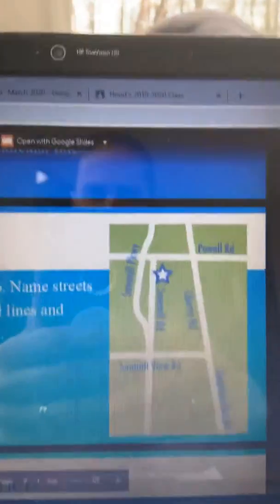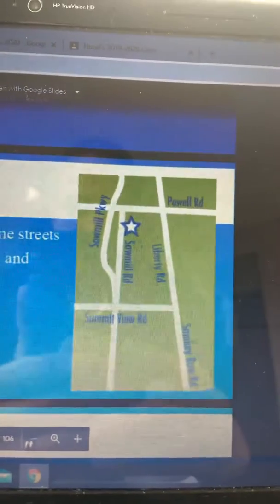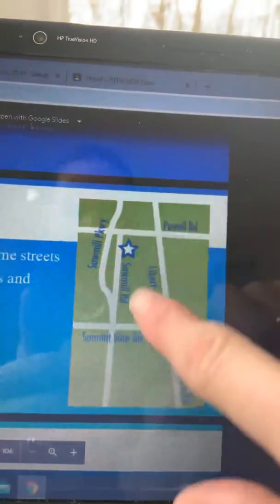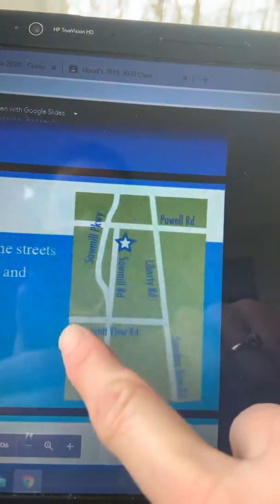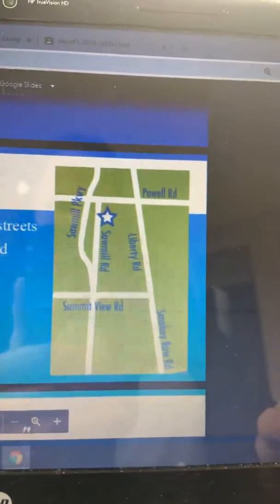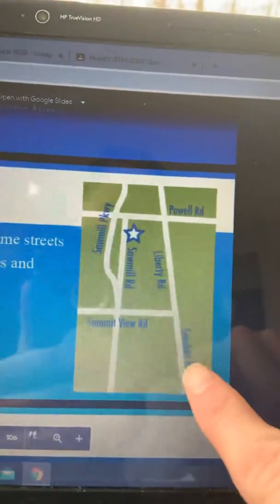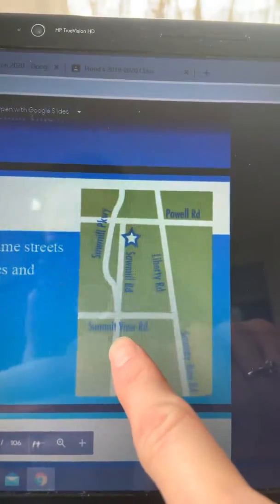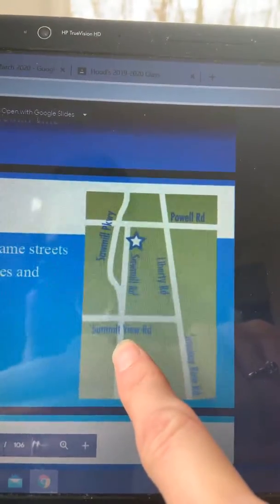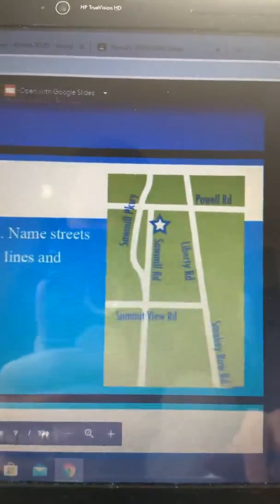Looking at this map, it says name parallel lines and intersecting lines. So we've got these two streets that would be parallel, Powell Street and Summit View Road. Intersecting lines, you've got one here, Powell and Smoky Road. You've got one here, Summit and Sawmill Road. You've got another one up there, all sorts of intersecting lines.